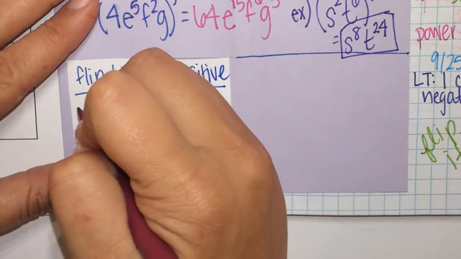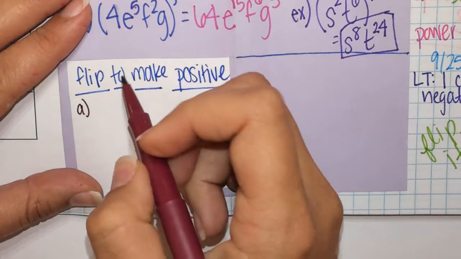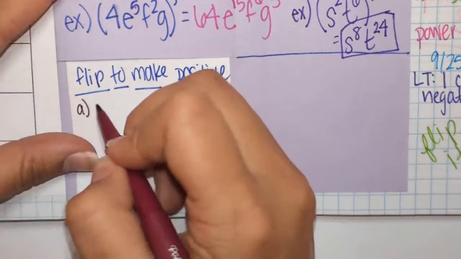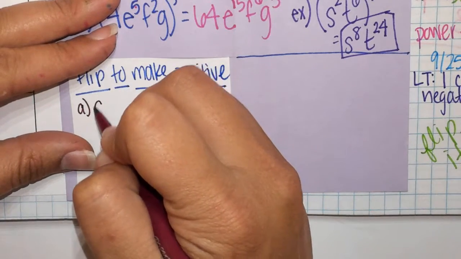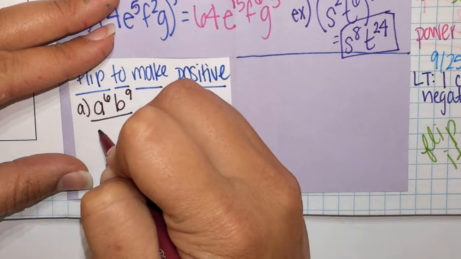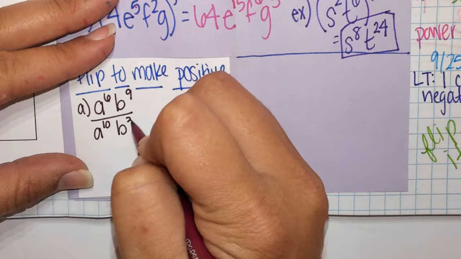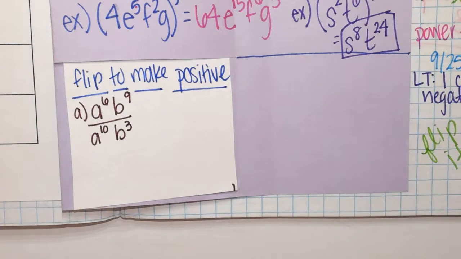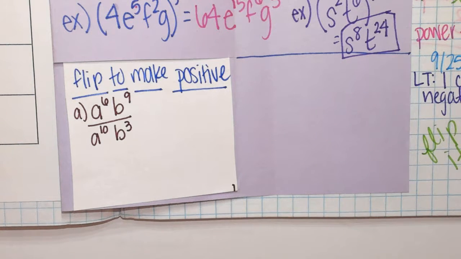All right, let's start with our first example. And we're going to say a to the 6th, b to the 9th divided by a to the 10th, b cubed. All right, so are we dividing like bases or multiplying like bases? What are we doing here? Dividing. So what do we do to the exponents? You subtract them. So let's look at our a's.